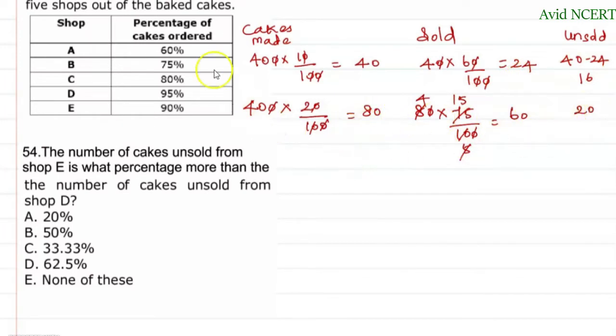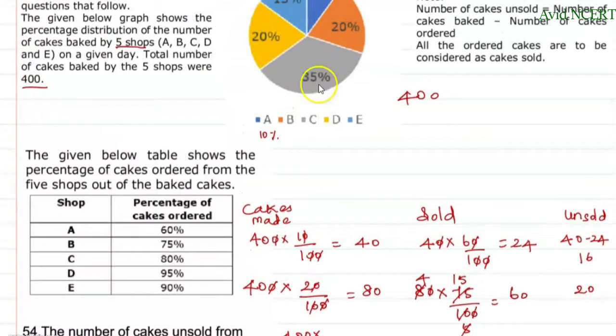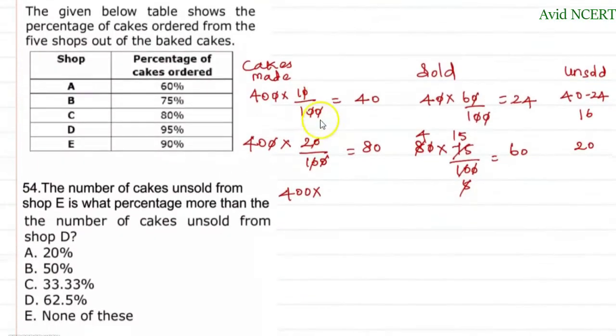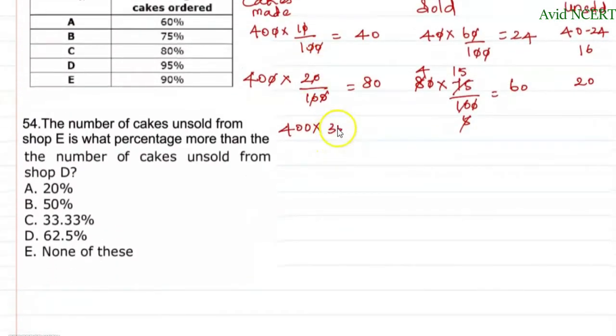So the cakes sold here are 60, which means the unsold cakes are 80 minus 60, which equals 20. Now for shop C, out of 400, let's see the number of cakes they made, which is 35%. Out of these 400 cakes, they made 35 by 100, the zeros cancel. So 4 times 35 is 140 cakes.